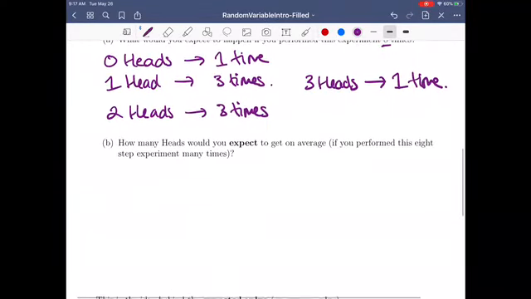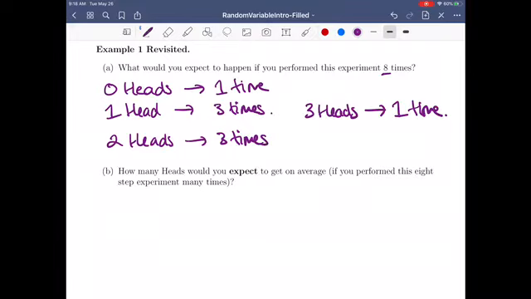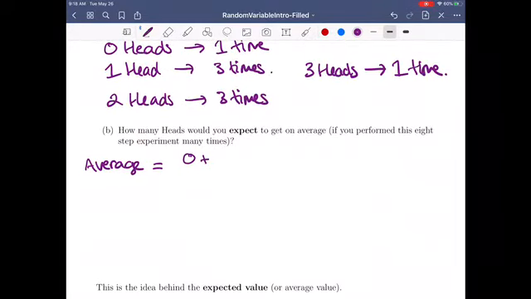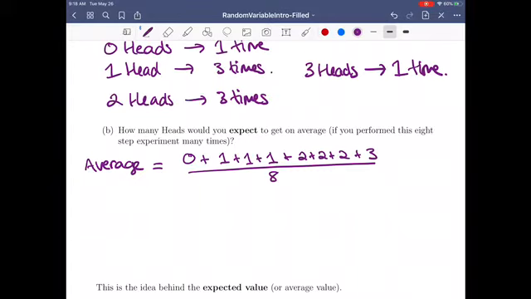So, how many heads would we expect to get on average? If you perform this 8-step experiment many times, so now we're ramping it up, we're doing this 8-step experiment over and over, we want to get an average. So we want to average these numbers. How do we do an average? Well, we add up all the numbers and divide by how many there are. So I have 0 once, I have 1 3 times, 2 3 times, and 3 once, and divide by 8. If you compute this, you're going to get 1.5. I don't actually care what the number is.